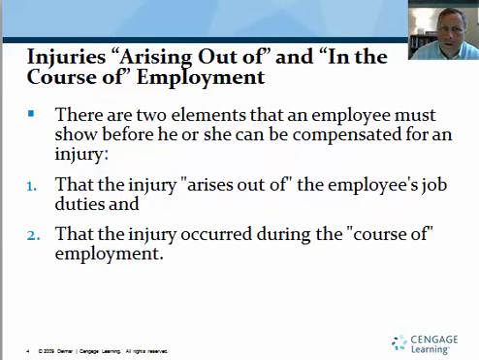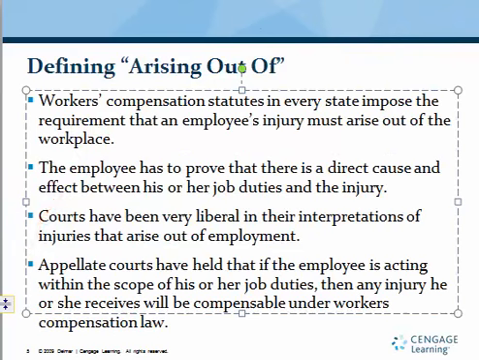Before we address specific examples of work-related injuries, I need you to understand that there are two legal elements that an employee must show before he or she can claim workers' compensation benefits. One is that the injury arises out of the job and their duties, and the other is that the injury occurred during the course of employment. This is not an either-or thing. The employee has to show both of these. So think of these like the elements of the definition.